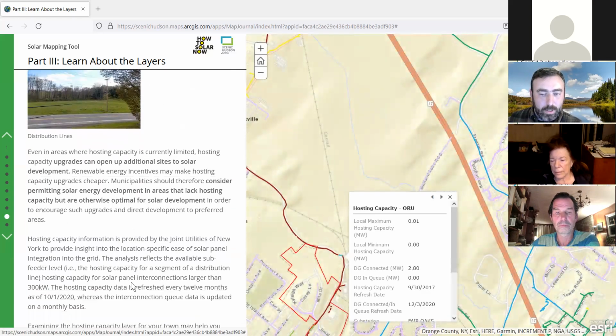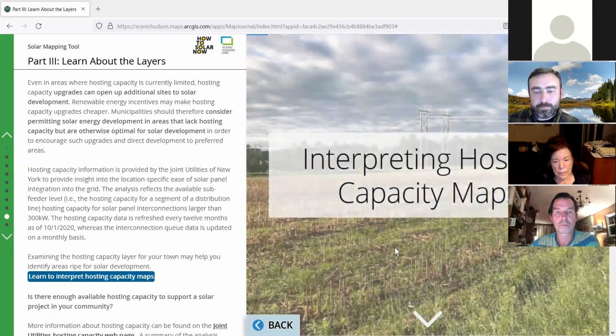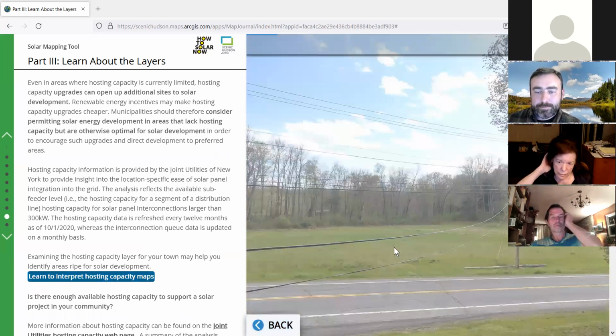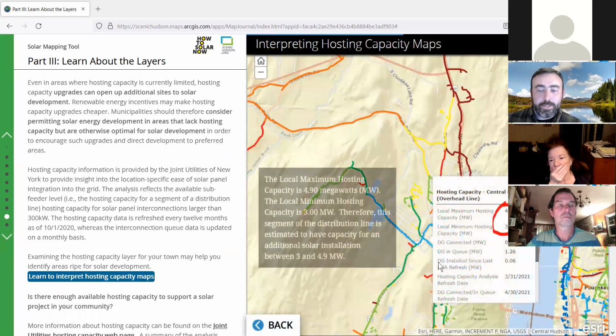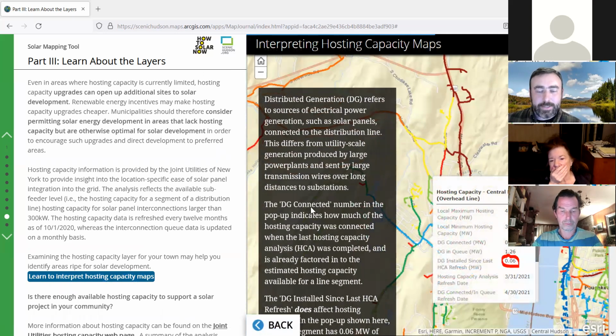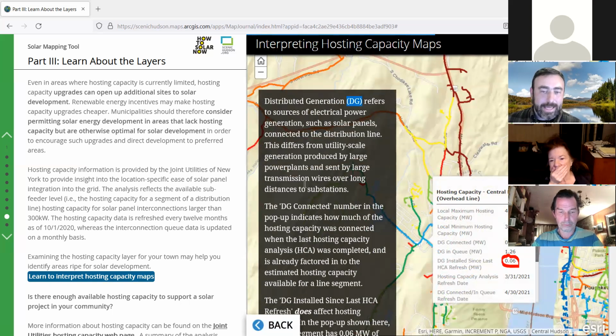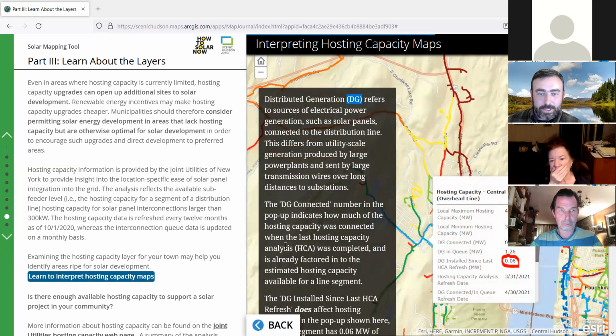So going back to our info dive here, which is now rebooted. Right? So distributed generation, DG, since last hosting capacity analysis refresh. And these acronyms are all in the text in this info dive. So fear not if you don't remember. There's DG, here's hosting capacity analysis.